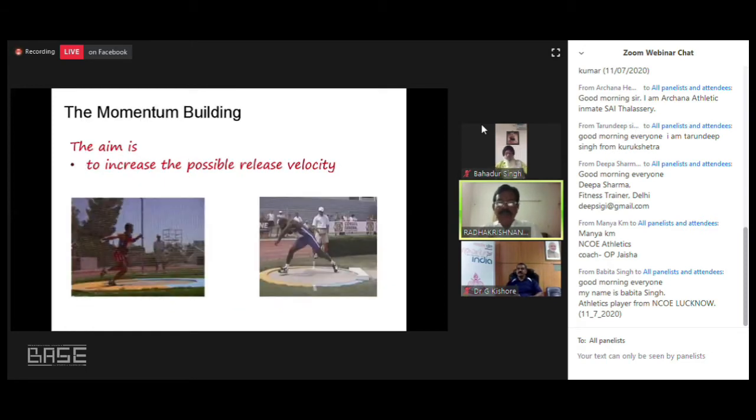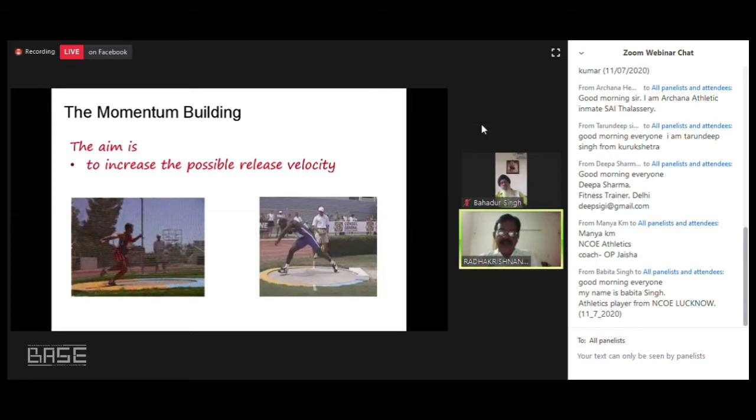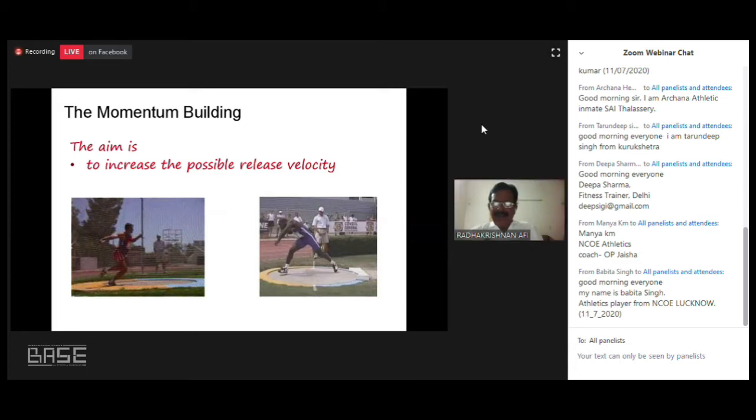Then comes the momentum phase. We have to be very careful when we teach this particular stage, because if an athlete creates a momentum which he or she is not able to transfer to the throwing arm and implement, then the momentum built will be of no use. So optimum momentum should be created so that the athlete will be able to transfer the same momentum to the throwing arm and the implement.